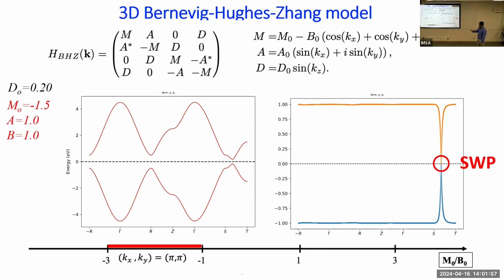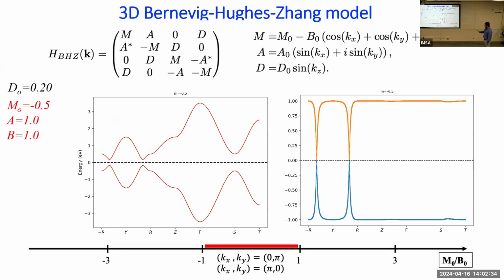Let's move the parameter. Sorry, what's being plotted on the right? What's the y-axis? We have the spin spectrum. Here is the spin Sz component, the projected spin Sz component. Yes, we have a singular point in the projection, where we find zero spin component in the valence band.